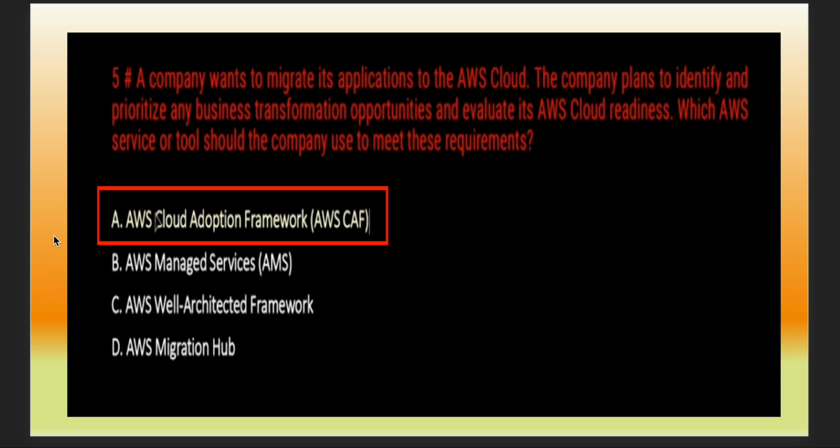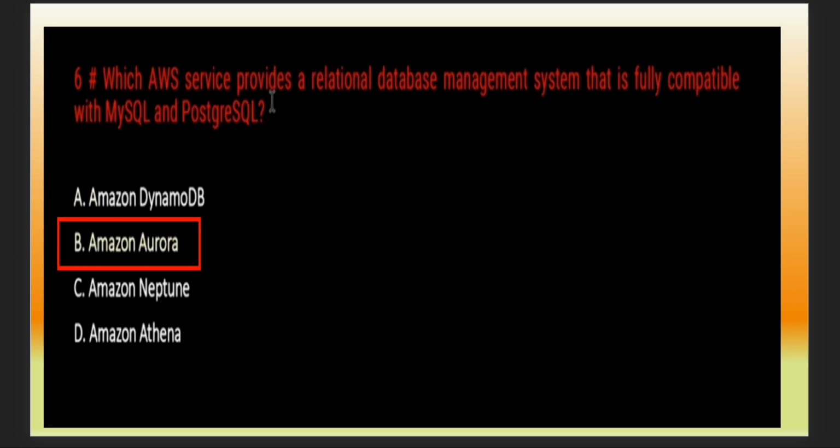Next, a company wants to migrate its application to AWS Cloud. So which is the best one? Amazon AWS Cloud Adoption Framework. Next, which AWS service provides a relational database management system that is fully compatible with MySQL and PostgreSQL? The answer is Amazon Aurora.